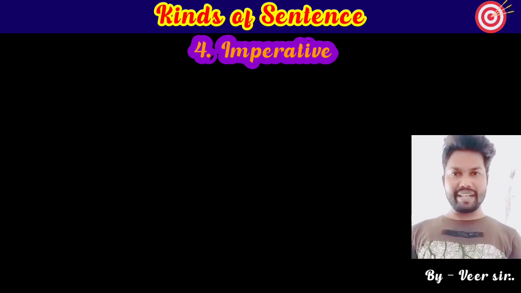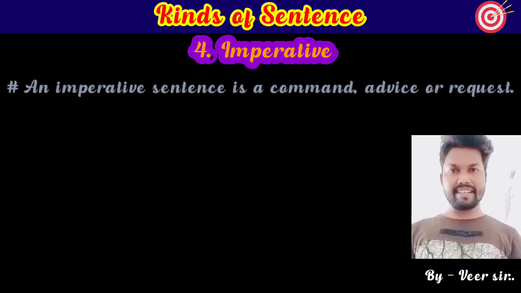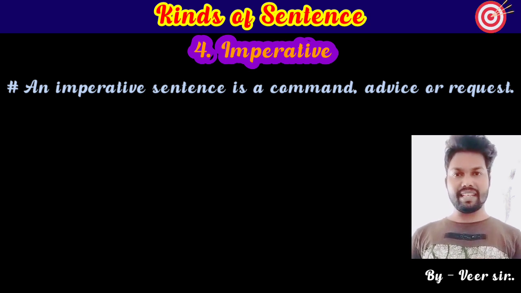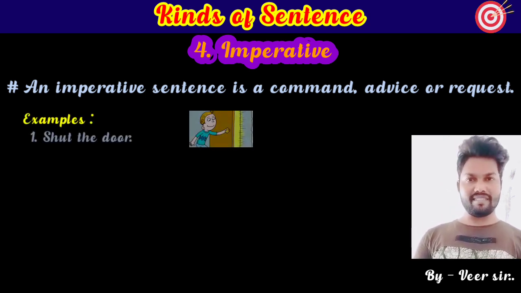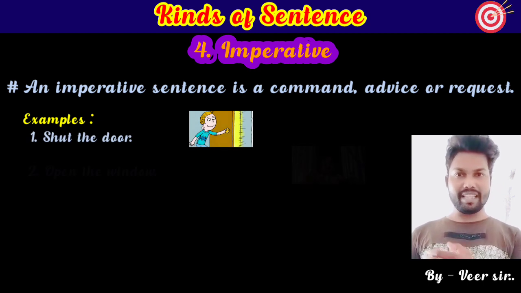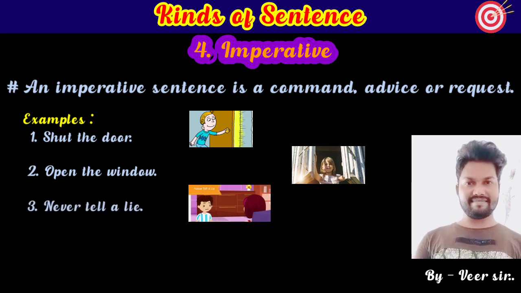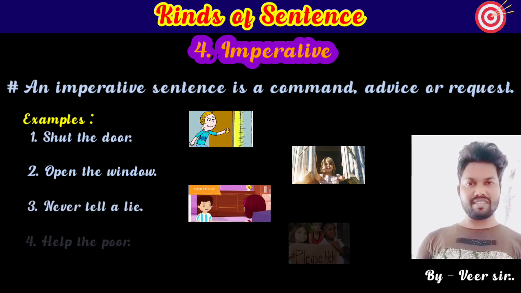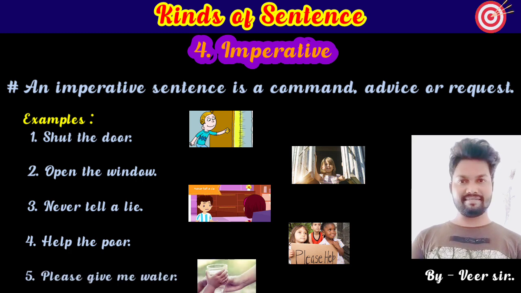What is an imperative sentence? We can say an imperative sentence is a command, advice or request, like shut the door, open the window, never tell lies, help the poor, please give me water. And such type of sentence ends with a prayer or a full stop.